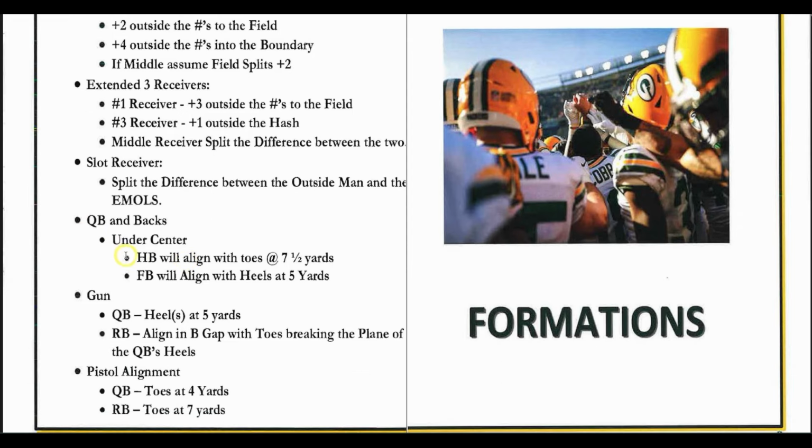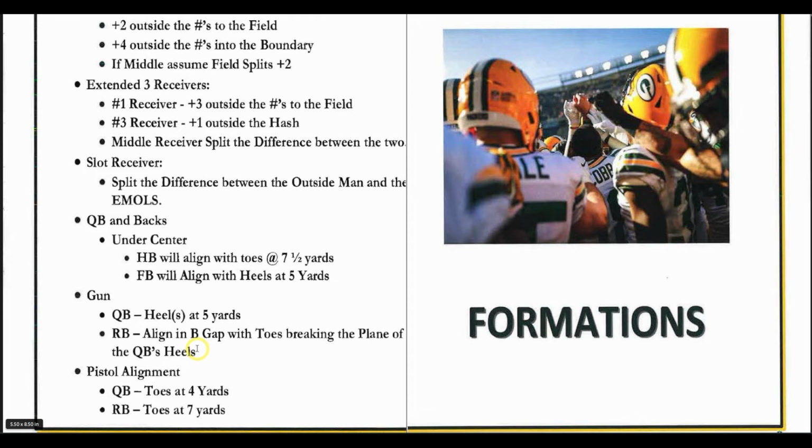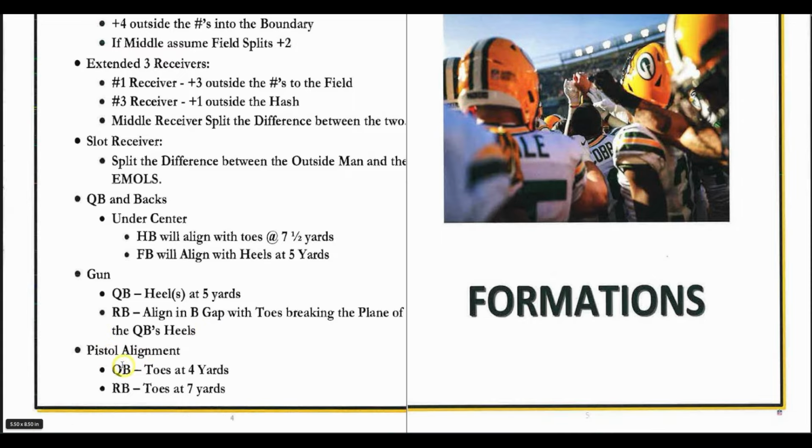For QBs and backs, under center, the halfback will align with toes at 7.5 yards. Fullback will have their heels at 5 yards. Same thing in gun. QB will have their heels at 5 yards. Running back is going to align in the B gap with their toes breaking the plane of the quarterback's heels. So he'll be a little bit staggered, a little bit behind the QB, but off to the right in that B gap. And then pistol alignment is slightly different.